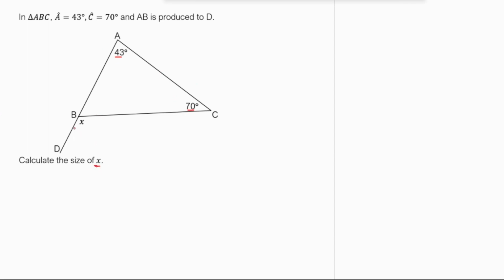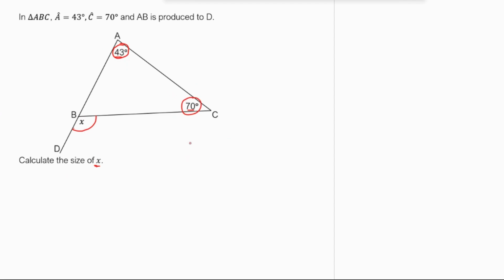Now, if you check, X is an exterior angle. And then we say that an exterior angle is equal to the sum of the interior opposite angles. So the interior opposite angles are angle A and angle C. So if we add angle A and angle C, we'll get X.